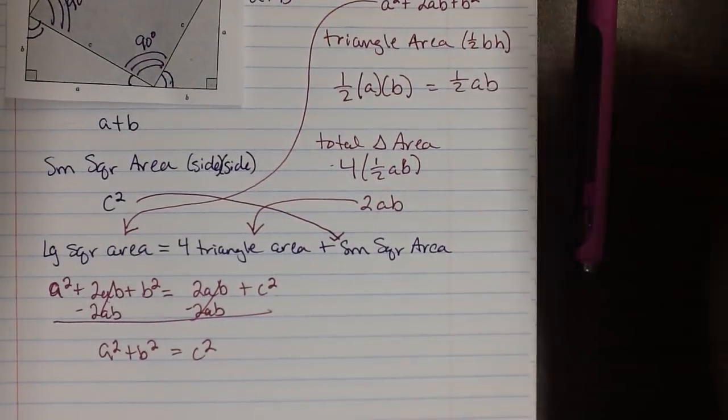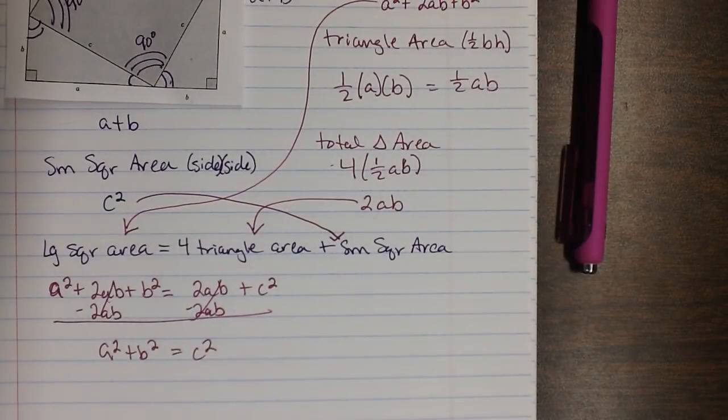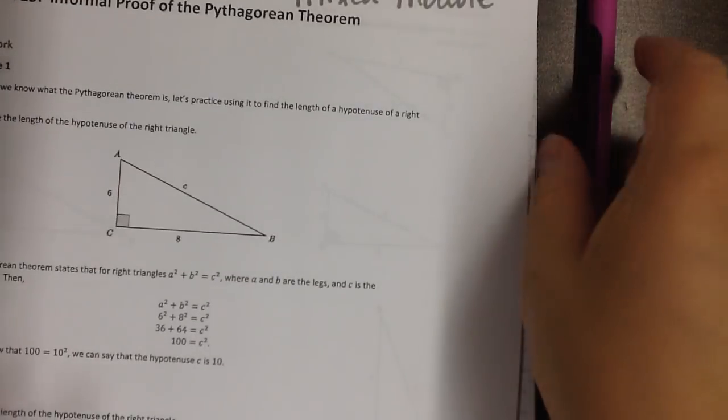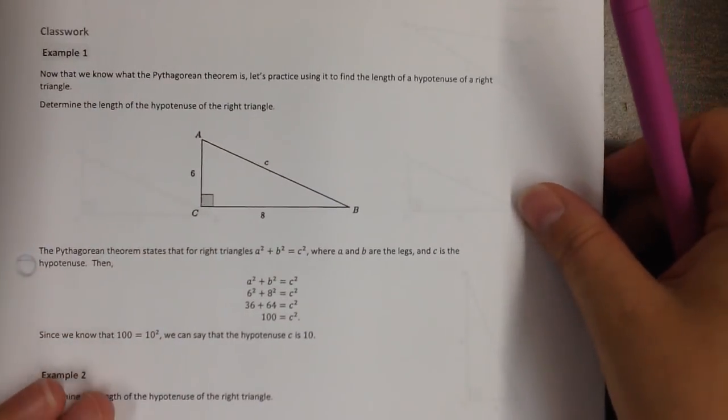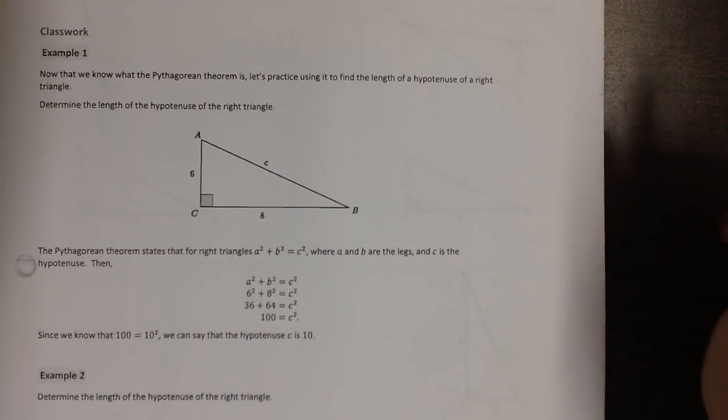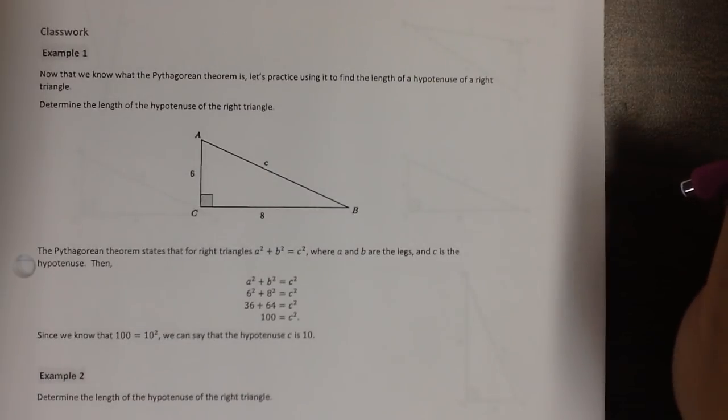Now we're going to jump right into your packet, and we're going to work through it together. Example 1 says, now that we know what the Pythagorean theorem is, let's practice using it to find the length of the hypotenuse of a right triangle. Determine the length of the hypotenuse of the right triangle.